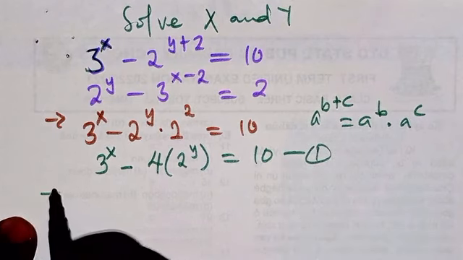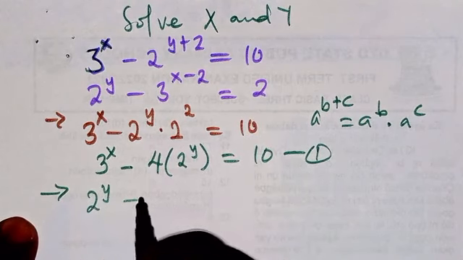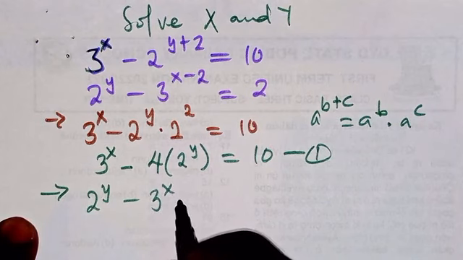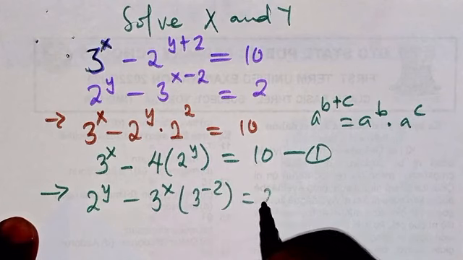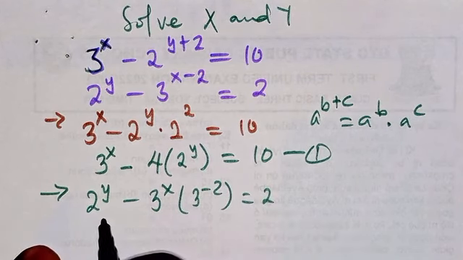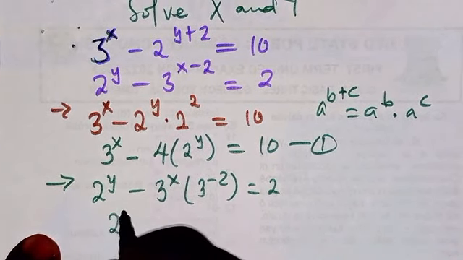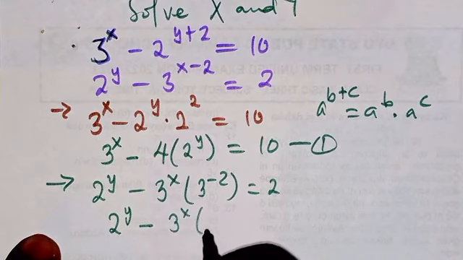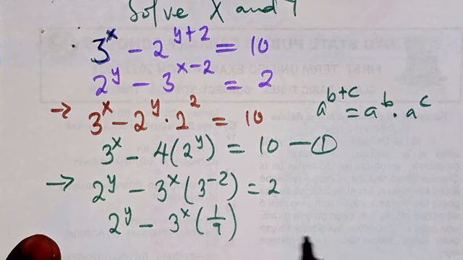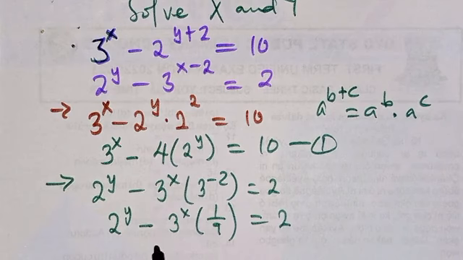Therefore, we rewrite the second one: 2 to power y minus 3 to power x multiplied by 3 to power minus 2, equals 2. Let's solve this further. We're going to have 2 to power y minus 3 to power x times 1 over 9, because 3 raised to power minus 2 is 1 over 9, equals 2. Now I'm having a fraction.